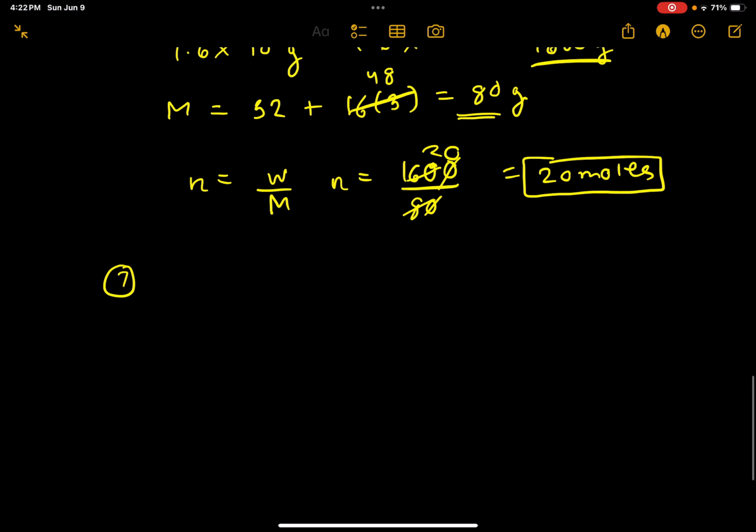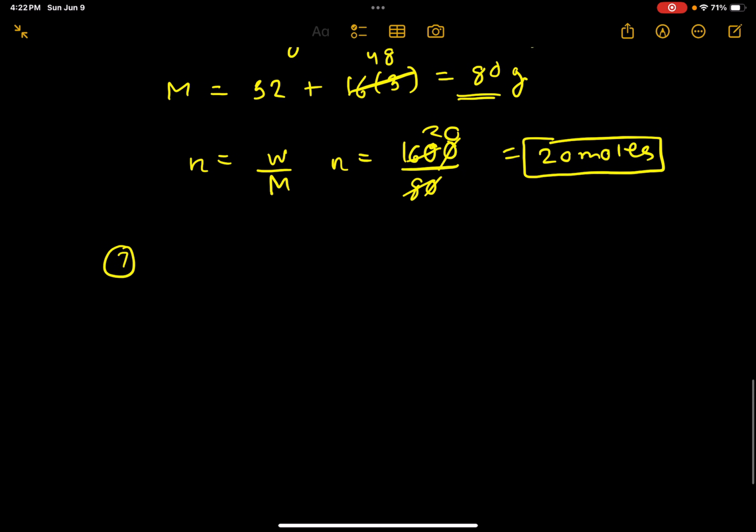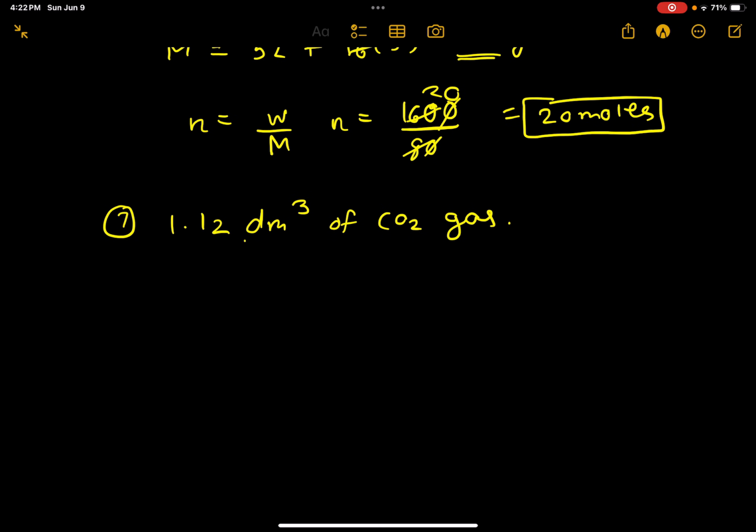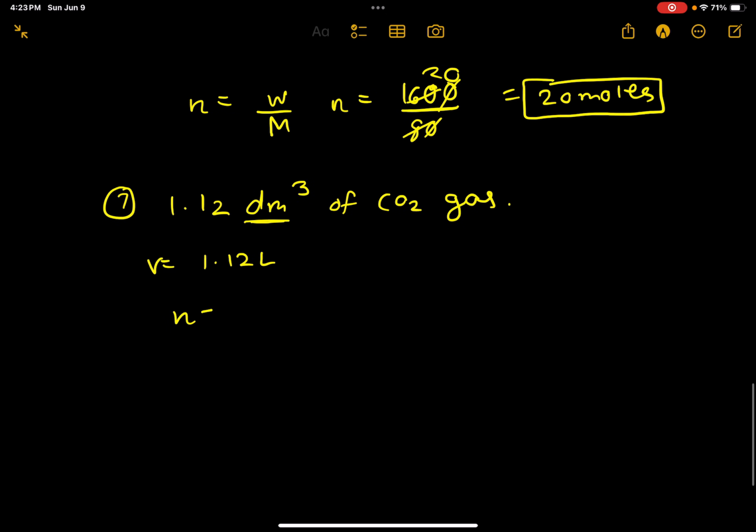Let's take the 7th question. 1.12 dm cube, so decimeter cube of CO2 gas. So 1.12 decimeter cube means it is 1.12 liter, as 1 decimeter cube is equal to 1 liter. So we have the volume over here, and so n is equal to V upon 22.4.